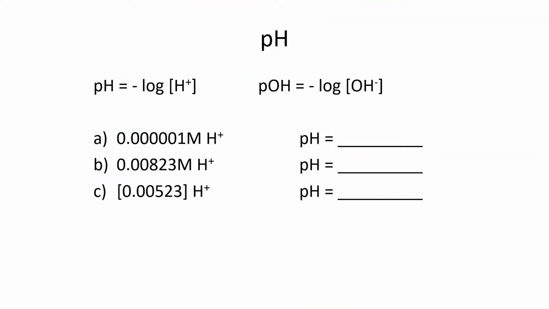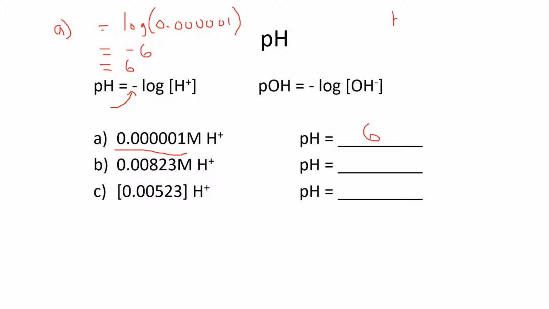All right, so now you guys know how to enter that in. So in your calculator, just punch in the number 1, 2, 3, 4, 5. Once you push enter, it's going to give you the answer as -6. But we want to take the negative of it, so the pH for A would be 6.